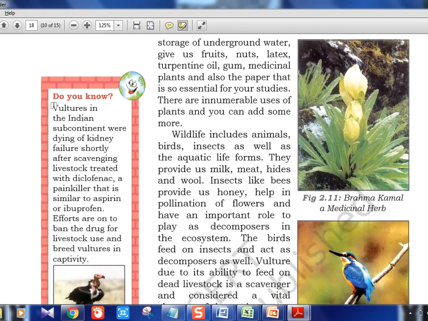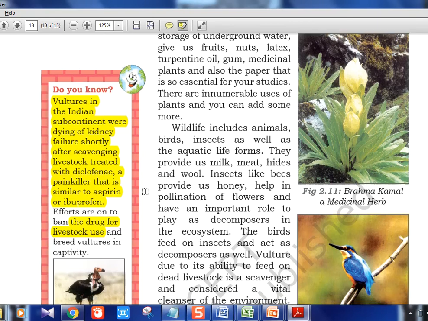Vultures in the Indian subcontinent were dying of kidney failure shortly after scavenging livestock treated with diclofenac. This is a UPSC prelims question, already asked: which species is dying because of this medicine. It's actually a cattle medicine, but vultures feed on the dead bodies of these cattle. Diclofenac remains were in the body, and the vultures were having kidney failure and dying. So the government has banned this drug, and some other replacement is there now. I don't remember the new drug name, but this is the story and it has been asked already, so because it's a UPSC thing, you have to remember.